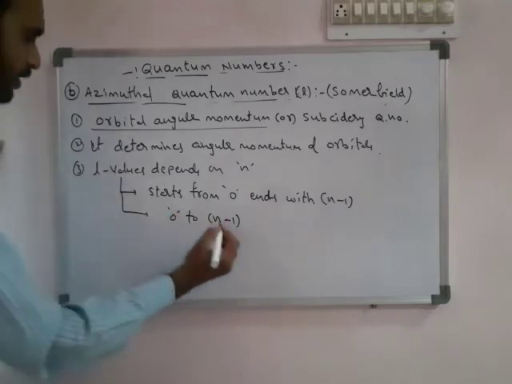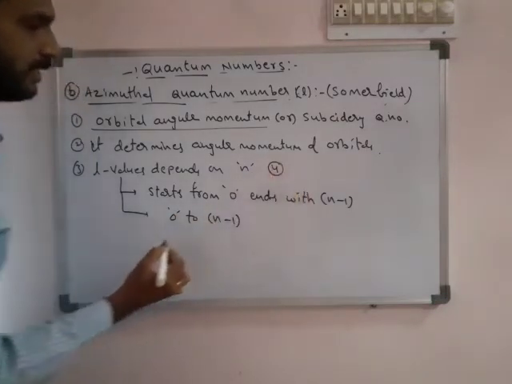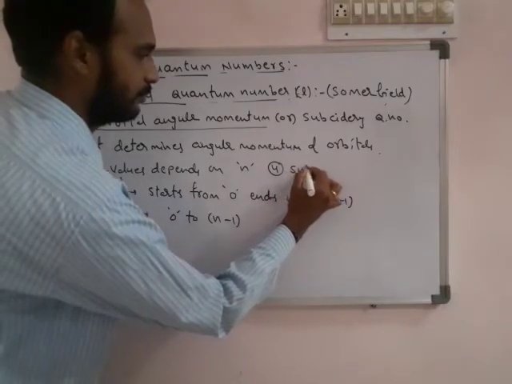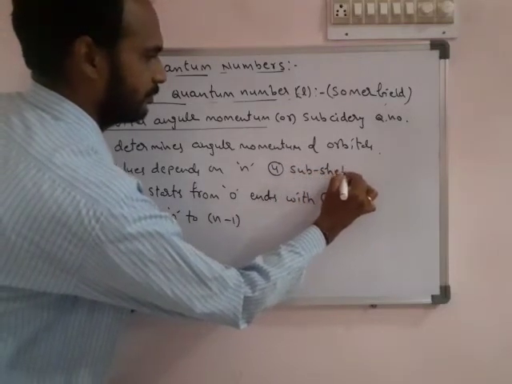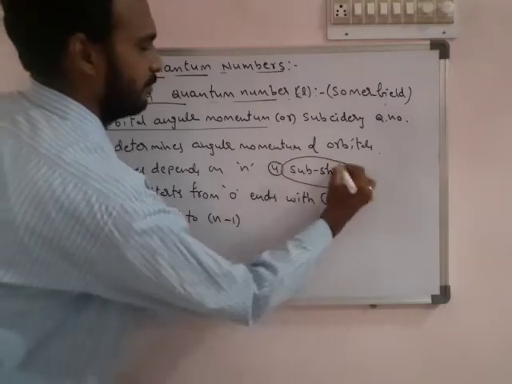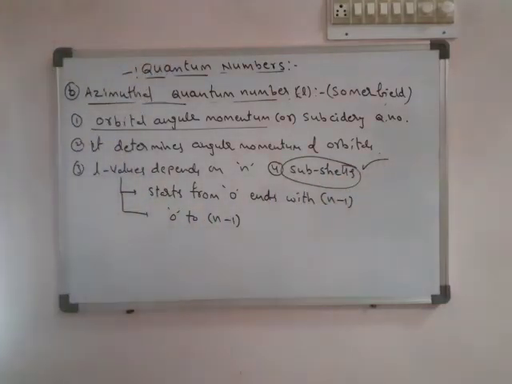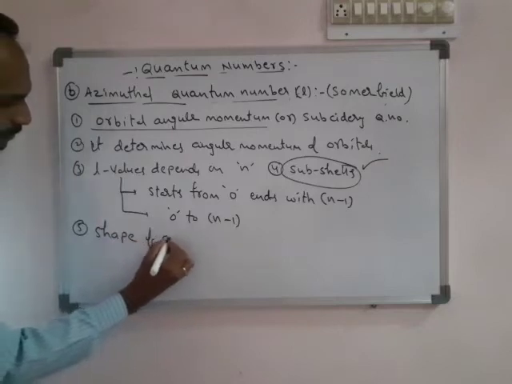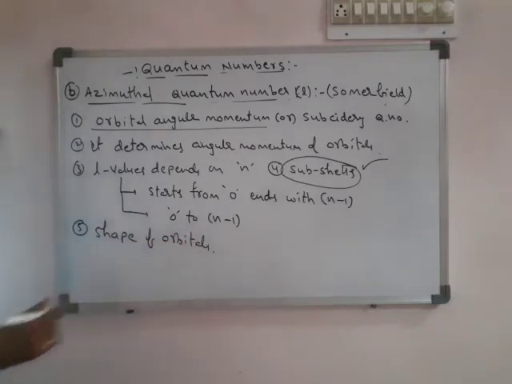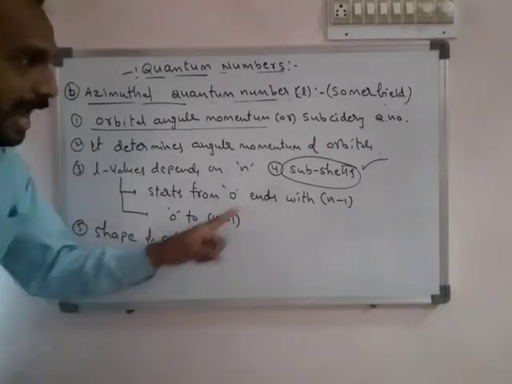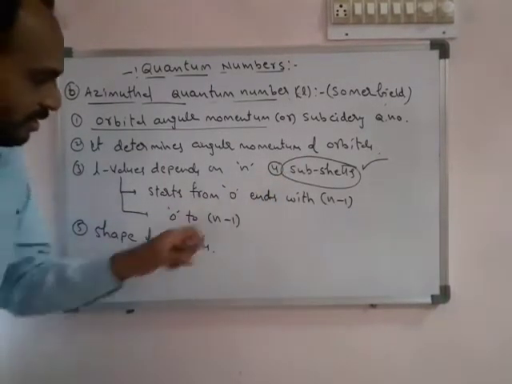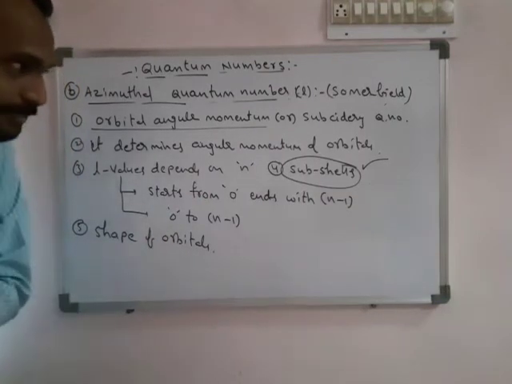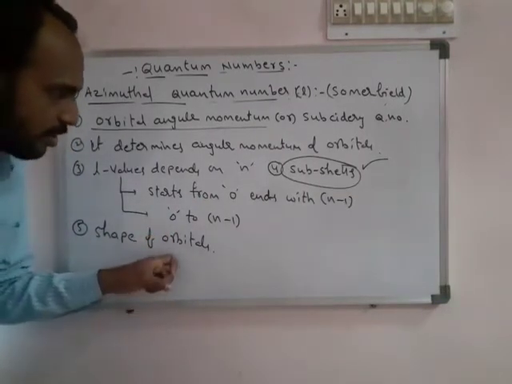Okay, so here important one: it also tells about the subshells and it also tells about the shape of orbitals. Very important things in the azimuthal quantum number. It tells about the shape of orbitals and about the subshells. Here subshells and orbitals are exactly different. Subshells are different and orbitals are different.